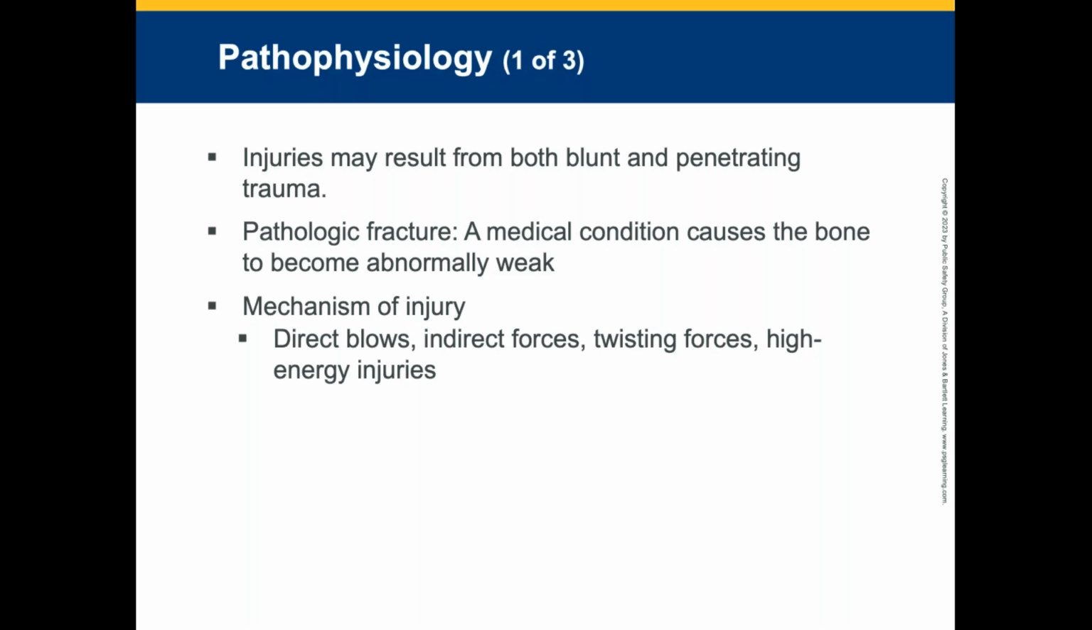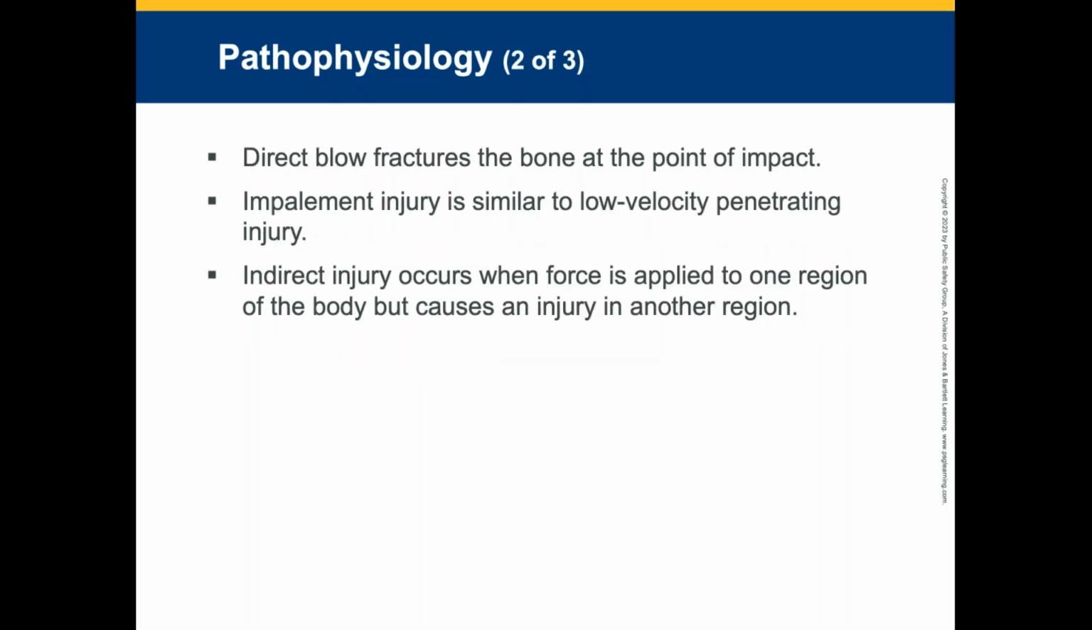So again, look at the mechanism of injury, and you have a potential to see that happening. So a direct blow fracture to the bone at the point of impact or high velocity injury typically shatters the bone and causes extensive soft tissue damage. So an impalement injury, which is similar to that seen in a low velocity penetrating injury. If we have that, we want to make sure we stabilize that object to protect the soft tissues from further injury itself. And an indirect injury, which occurs when force is applied to one region but causes an injury to another.